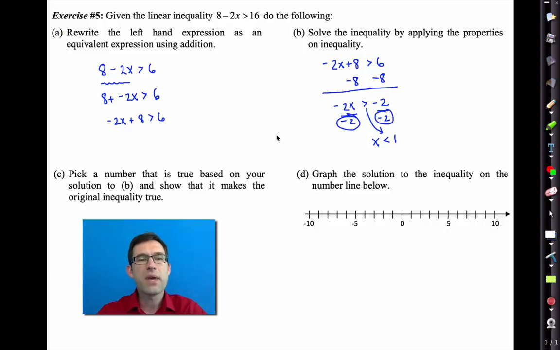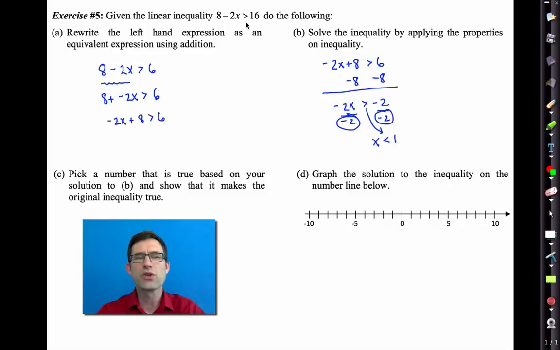Now, letter C: pick a number that is true based on your solution to B and show that it makes the original inequality true. So I need to pick any number that's less than 1. Any number, don't pick 1. 1 is not less than 1. But pick any number less than 1 and check it. So, what do you think? Maybe we should pick, I don't know. Oh, wait a second. Huh, that's funny. I wrote the problem down wrong. Do you notice that? I wrote down a 6 instead of a 16. So I was going to pick x equals 0 and test it in here. I started to do the test in my head, and I was getting 8 is greater than 16, which I knew was wrong.